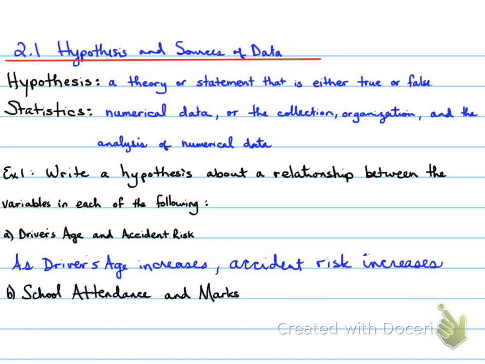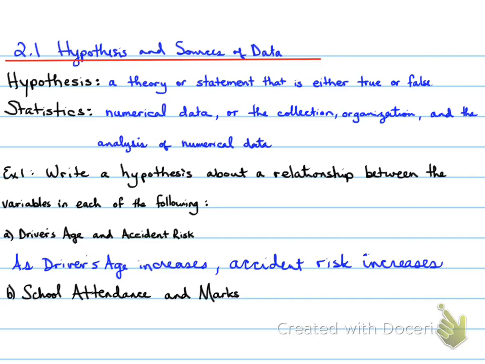As driver's age increases, accident risk increases. Now, you may state that this statement is true if we're talking about someone in their 80s versus 90s. Maybe this might be true. We might say that this is false if we're talking about somebody who's 16 years old versus somebody who's 25, or somebody who's 20 versus somebody who's 30 years old. But this is a statement that we're making, so it could be true or false, but basically we're saying as driver's age increases, accident risk increases. That's our statement.